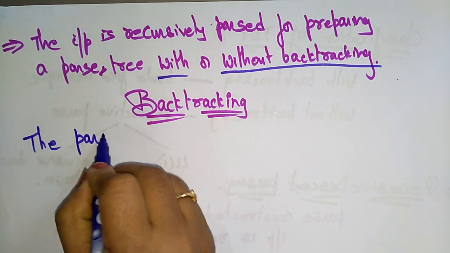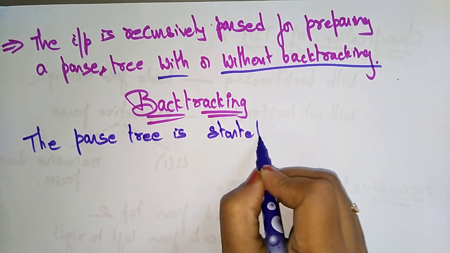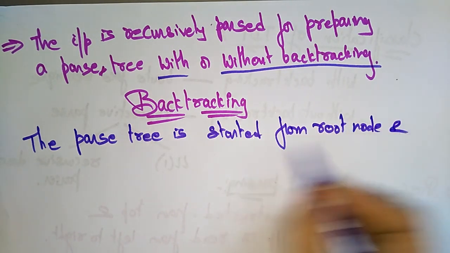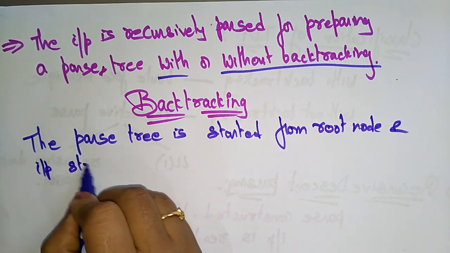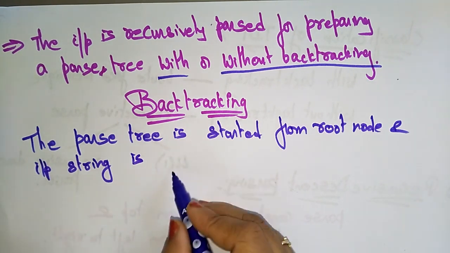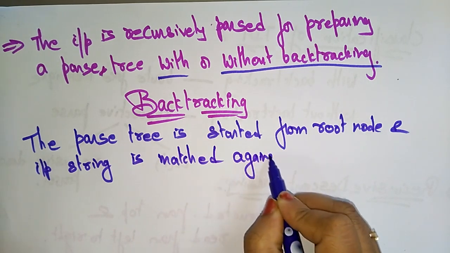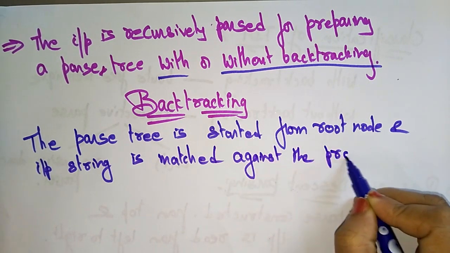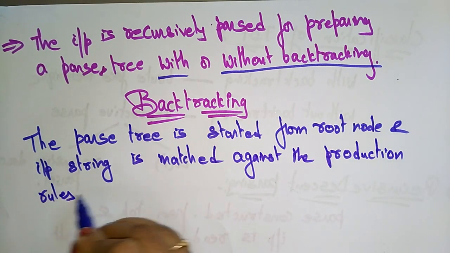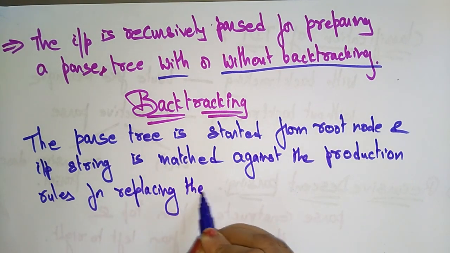The parse tree is started from root node and input string is matched against the production rules for replacing them. What does it mean? What do you understand from this definition?